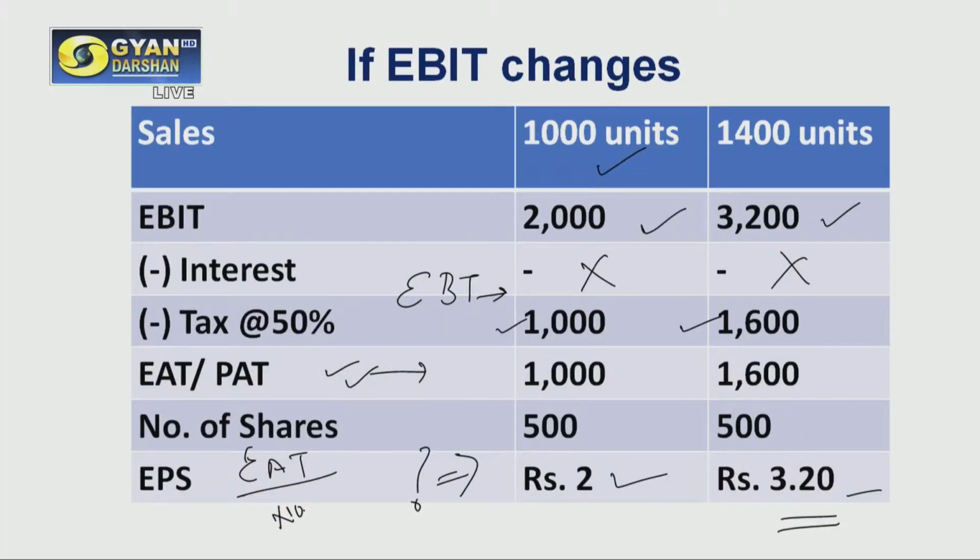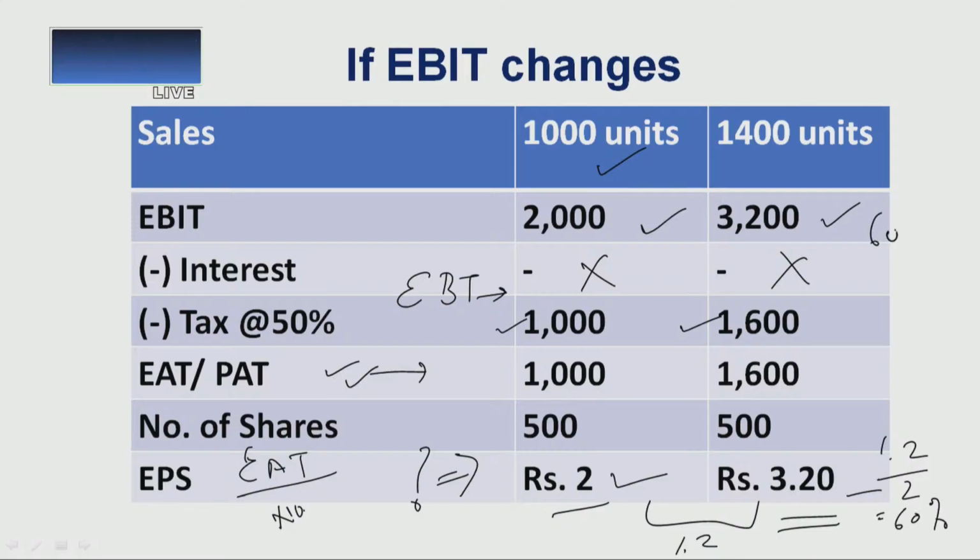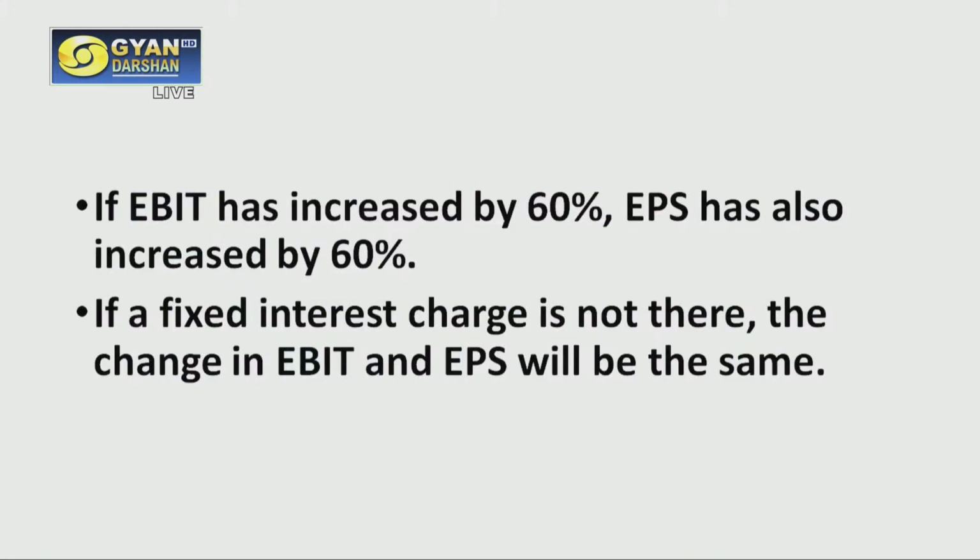And what is the percentage change in EPS in this case? Our EPS is 2 in case of present sales and 3.2 in case of expected sales. How much does it change? It changes by 1.2 rupees. So 1.2 divided by 2 is equal to 60%. So our change in EPS is absolutely equal to the change in EBIT. If our EBIT is changing by 60%, our EPS is also changing by 60%. And this is the situation when we don't have any fixed charge, when we don't have any interest. So the percentage change in EBIT will be absolutely equal to the percentage change in EPS in this case.